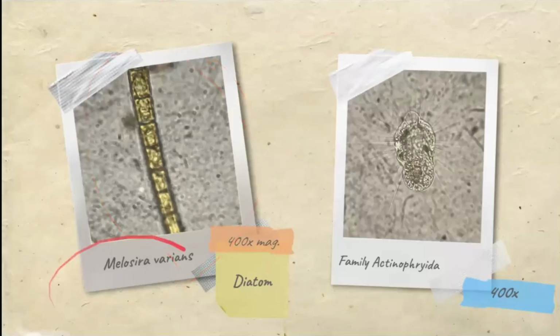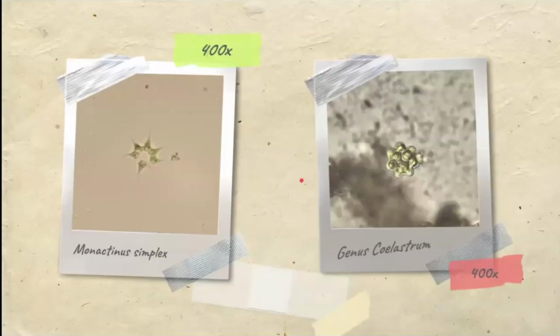Here's Melosira varians. It's a diatom, so I didn't really need to identify it, but it looks cool. 400 times magnification. This was not algae or a diatom. It's family Actinophryida. Probably butchering that pronunciation, but I think it looks cool. It's got a bunch of things sticking out of it. Here we have a Micractinium simplex. This was one of the algae that I reported.